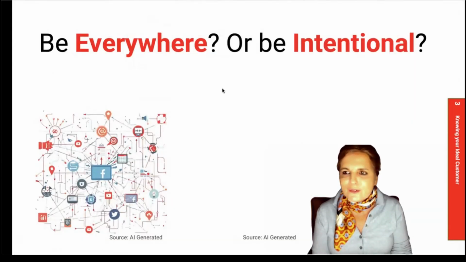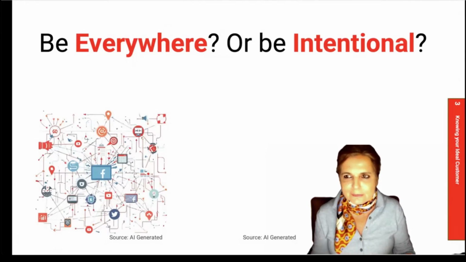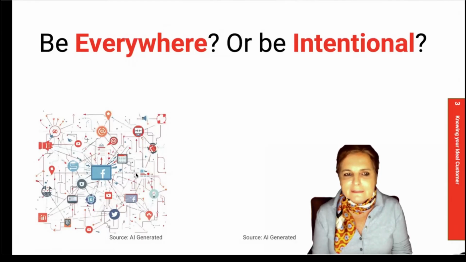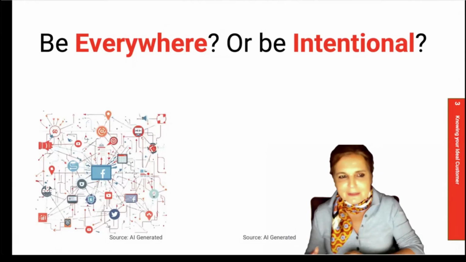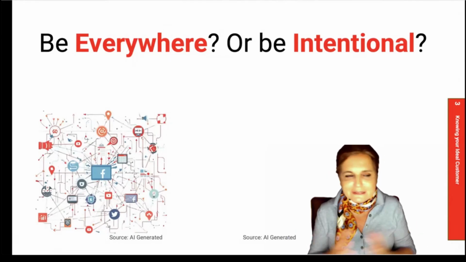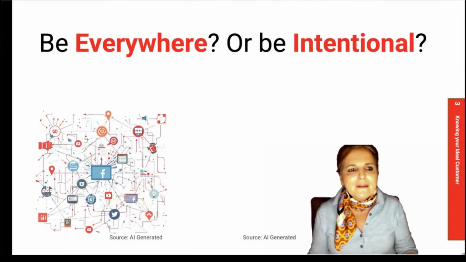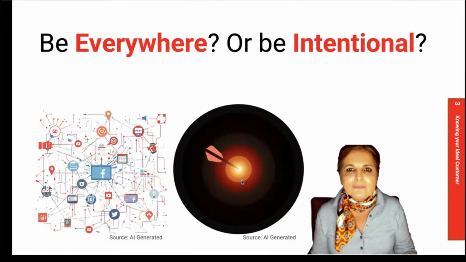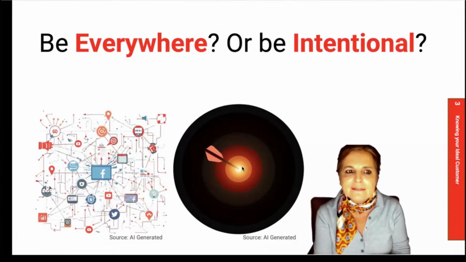So there's really 2 ways to go about this. One is to be everywhere, and the other is to be intentional. These are 2 very different approaches. If you want to be everywhere, you probably sleep, I don't know, 2 hours per night, because you'll be working on your social media, you'll be writing your blog posts. Hopefully now ChatGPT will help you, but still, you have to run your business as well. So it's difficult to be everywhere. The other idea is to be intentional, to really target exactly the audience that is composed of your ideal customers.